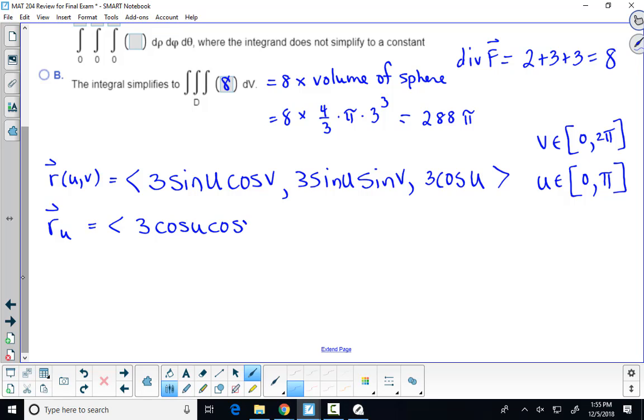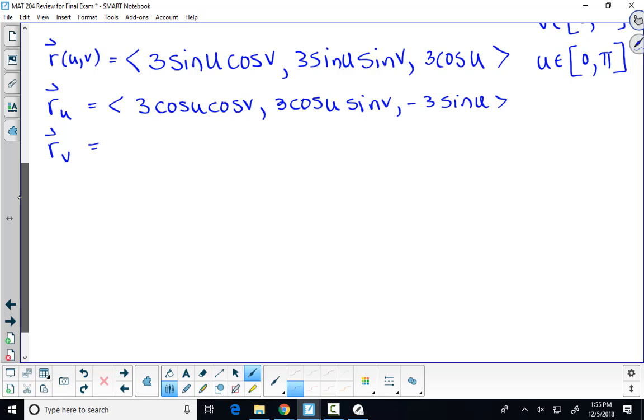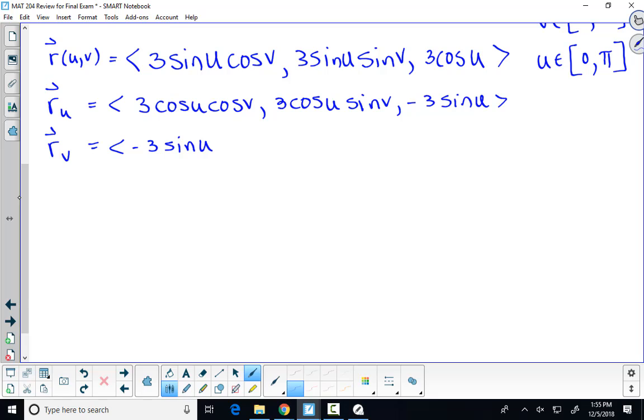So now we're going to find R sub u, and R sub u is just the partial with respect to u. There's R sub u, and R sub v. Again, it doesn't matter which one you let be u and v. If you go through this consistently, you're going to be fine. So partial with respect to v, this does not change, and that becomes sine. This becomes cosine, and this is 0.